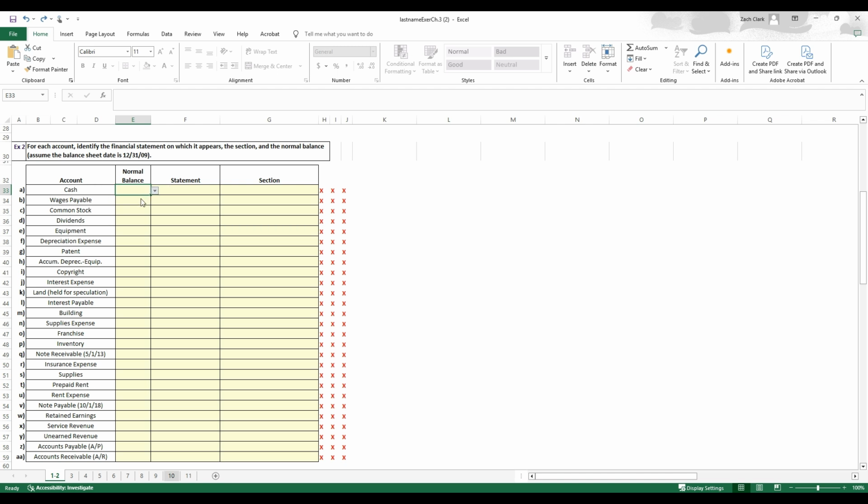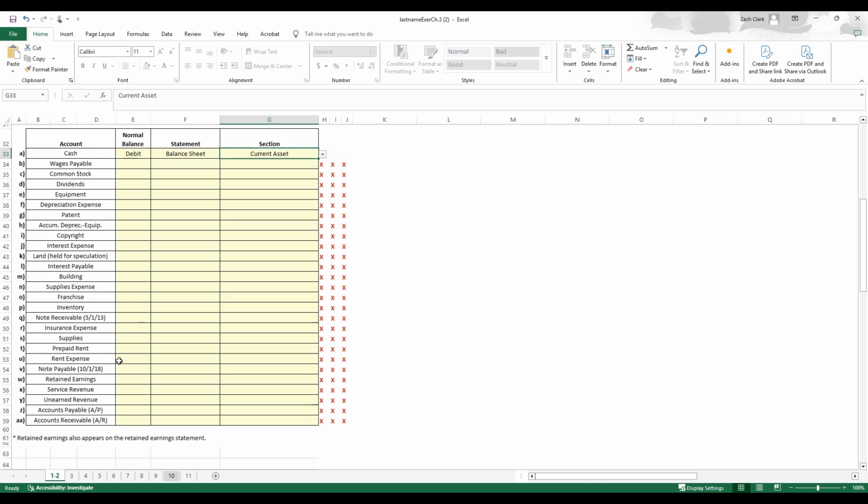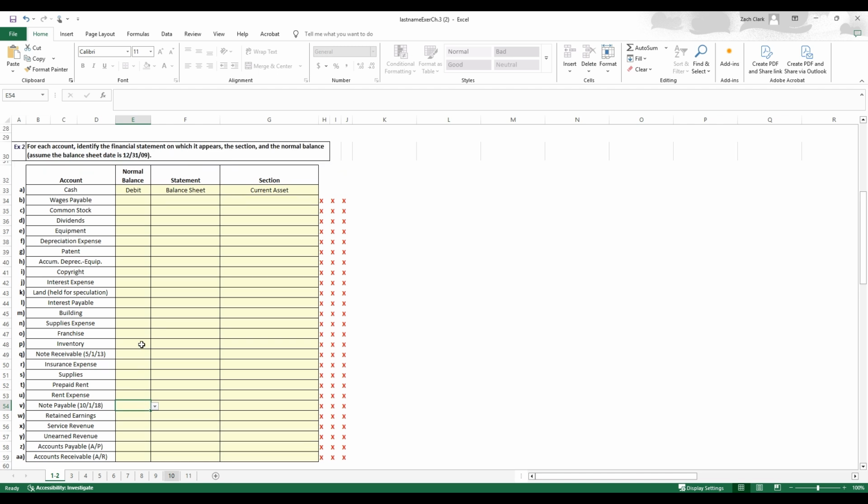So here, if we're saying cash, remember that's an asset. So it's going to have a debit increase and therefore a debit normal balance as well. It's going to go on our balance sheet. And then cash is a current asset, so that's going to be listed there. And yeah, not too tricky, I don't think, otherwise for anything.